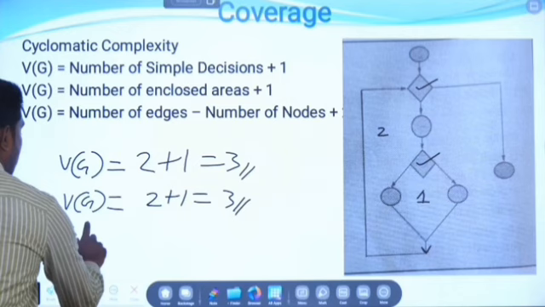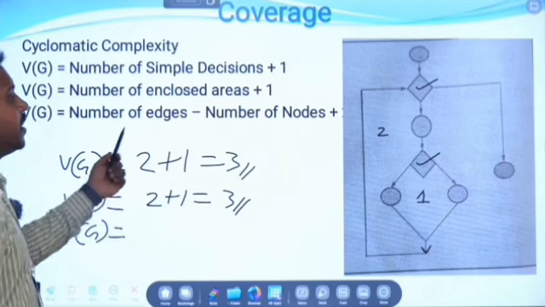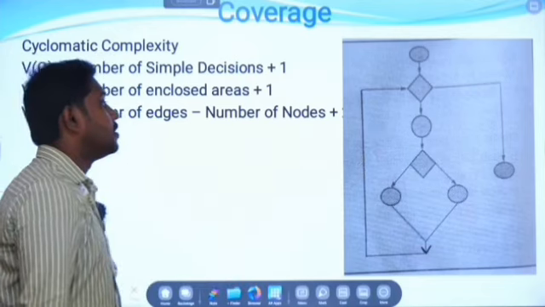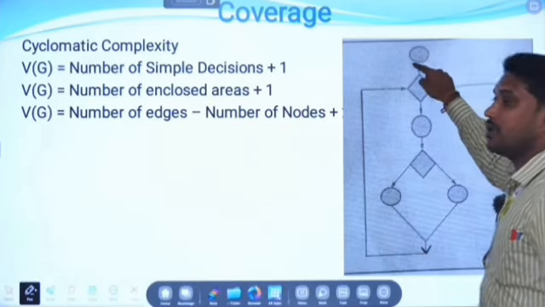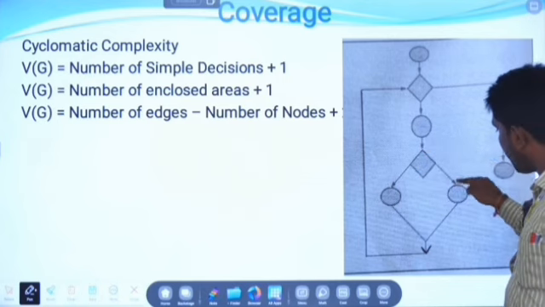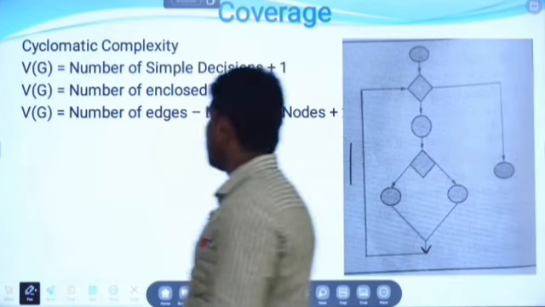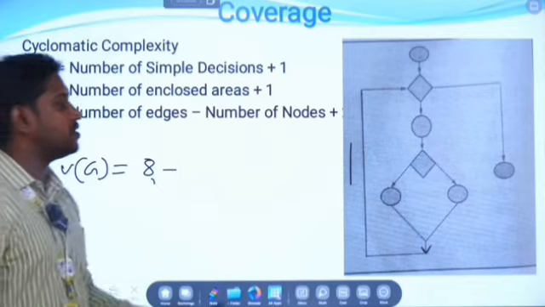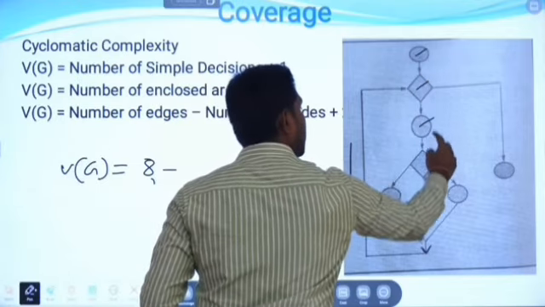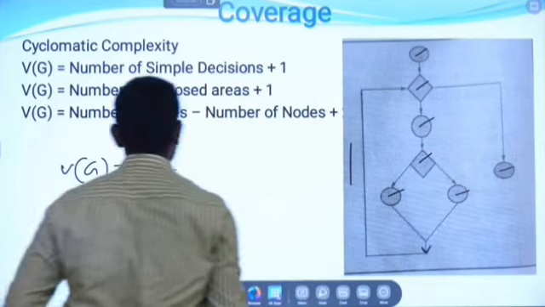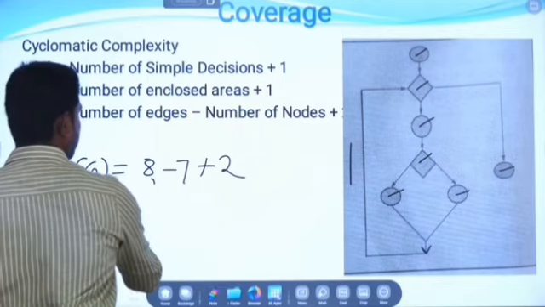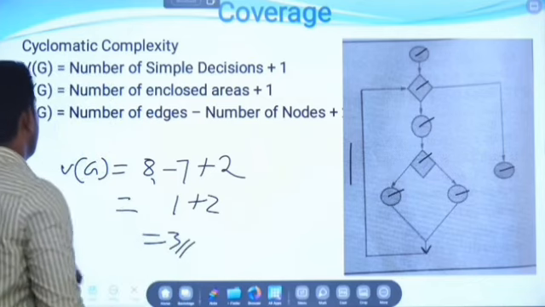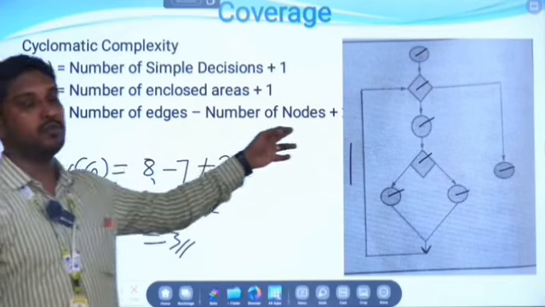Then the third V(G) is equal to number of edges minus number of nodes plus 2. First we go with the number of edges. These are edges. So 1, 2, 3, 4, 5, 6, 7, 8. So V(G) is equal to number of edges, 8, minus number of nodes. How many nodes are there? 1, 2, 3, 4, 5, 6, 7. So totally 7 nodes, plus 2. So 8 minus 7 is 1, 1 plus 2 is equal to 3. So for the last formula, V(G) equal to number of edges minus number of nodes plus 2, the value will be 3.